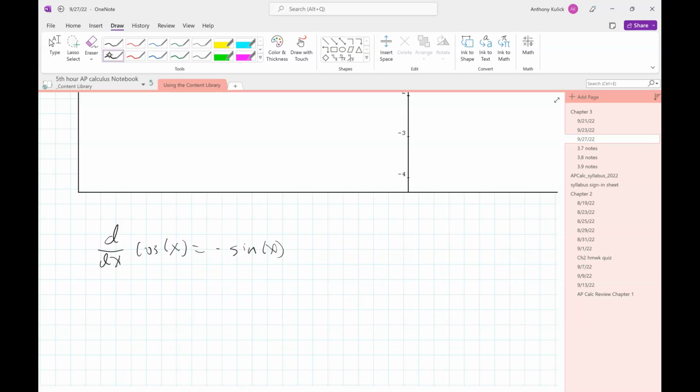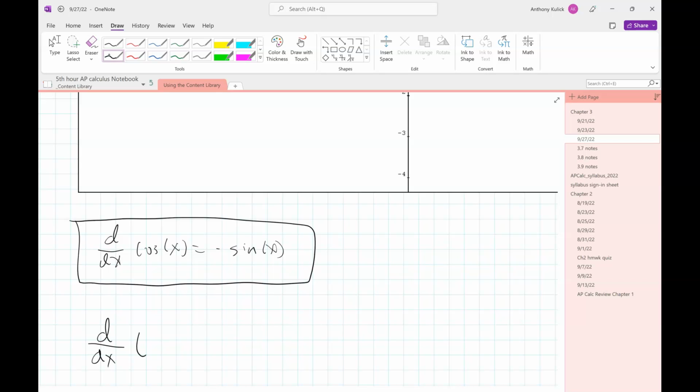I'm going to skip the proof for this because it's really the same proof as the other one. You're just using the angle sum formula for cosine, in the interest of time. Is that okay with everybody? So here's my question for you guys. What's the derivative of tangent going to be?